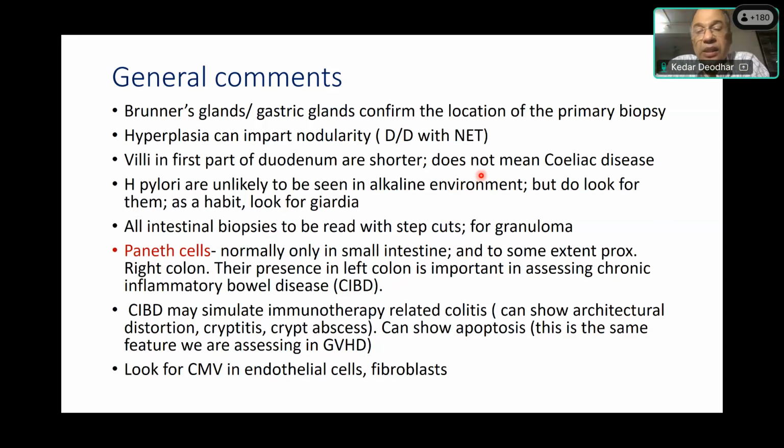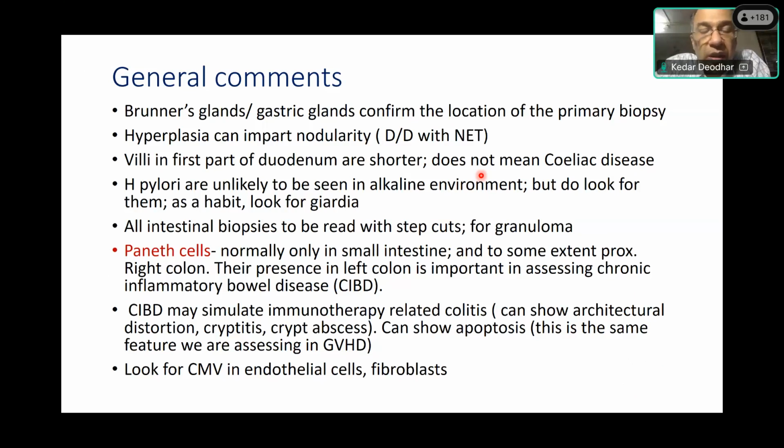Again, Paneth cells are normal in the small intestine and to some extent the proximal right colon, and their presence in the left colon is important to assess chronic inflammatory bowel disease. One more point is that chronic inflammatory bowel disease may simulate immunotherapy-related colitis. So this particular history is very important.